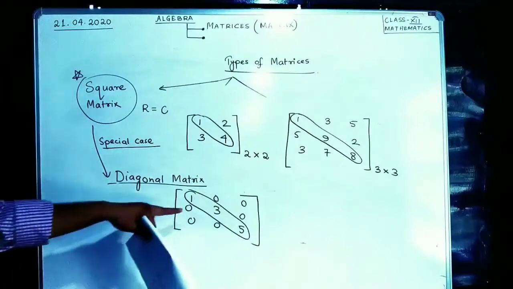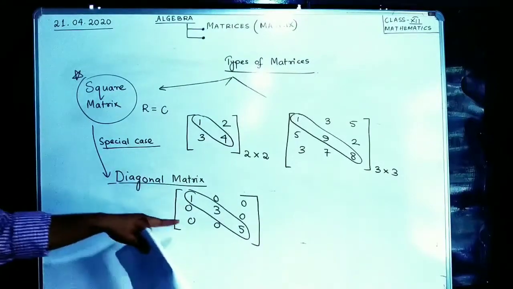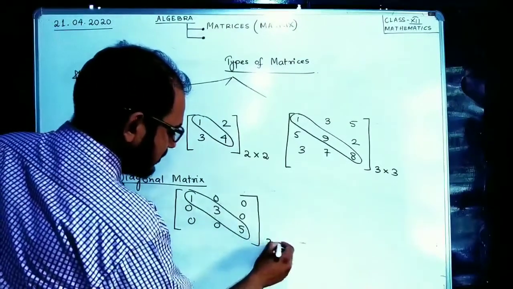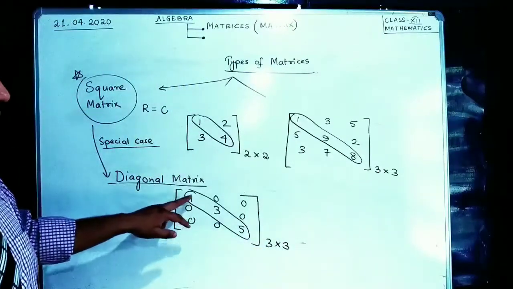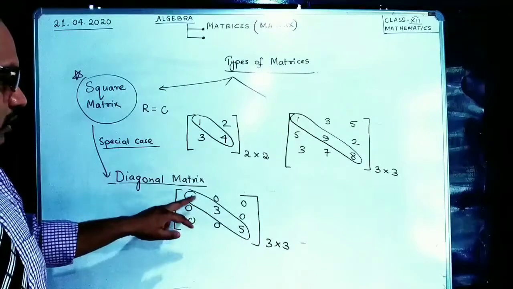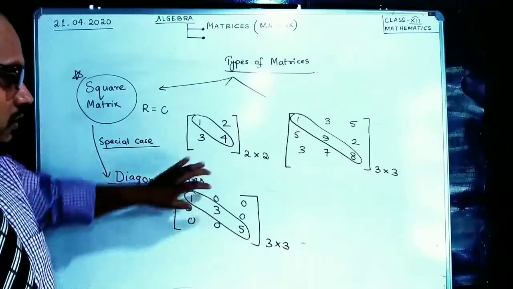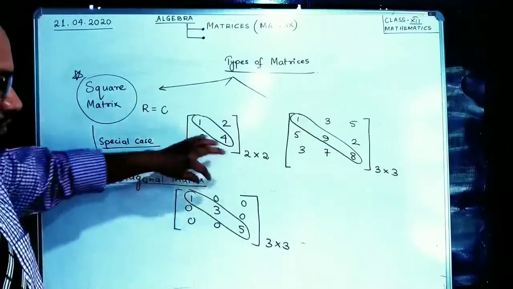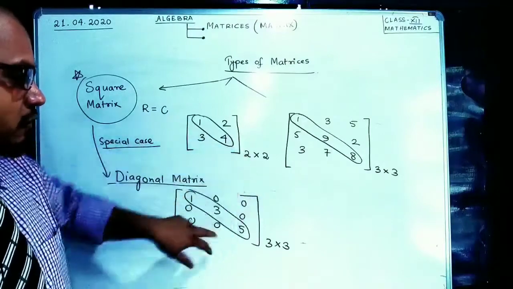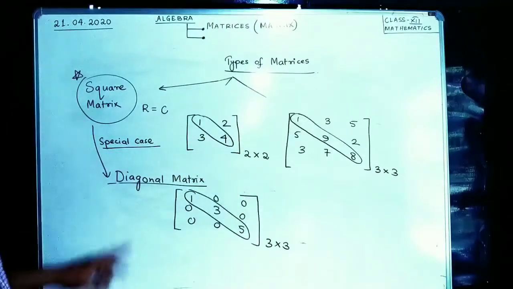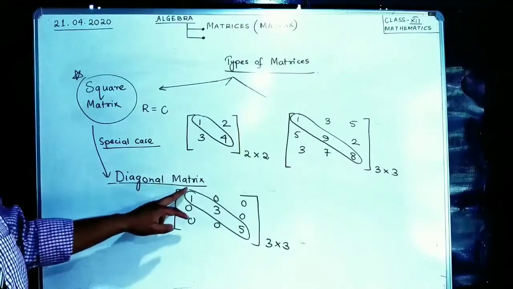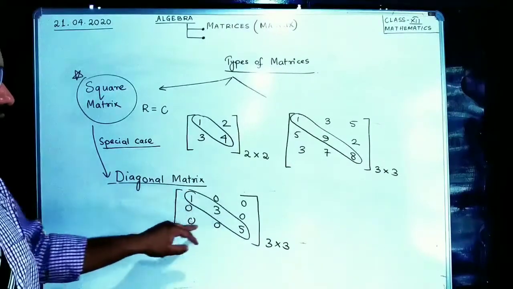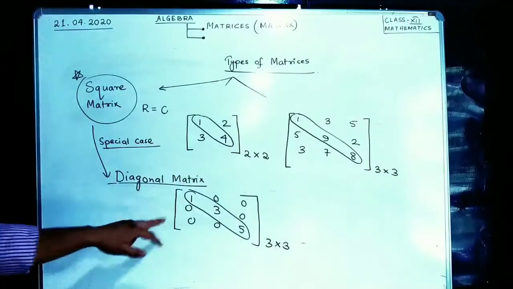In this square matrix, this is a square matrix obviously because the number of rows here is 3, the number of columns is also 3, and the diagonal elements are 1, 3 and 5. And what are all the off-diagonal elements? That means the elements outside the diagonal are always 0. So such a matrix is known as a diagonal matrix. It is a square matrix, but it is special because the elements outside the diagonal are always 0. So this is a diagonal matrix of order 3.